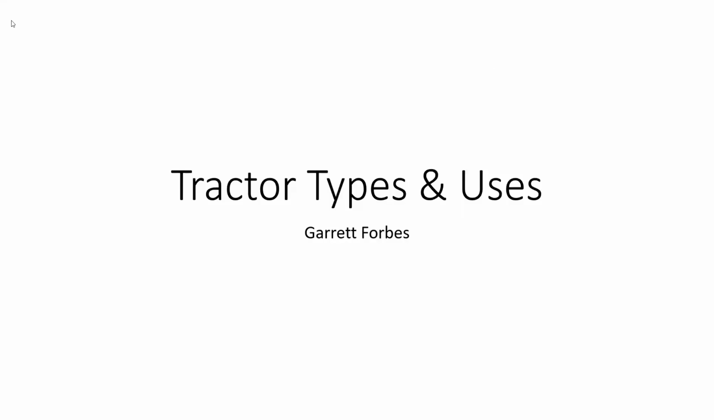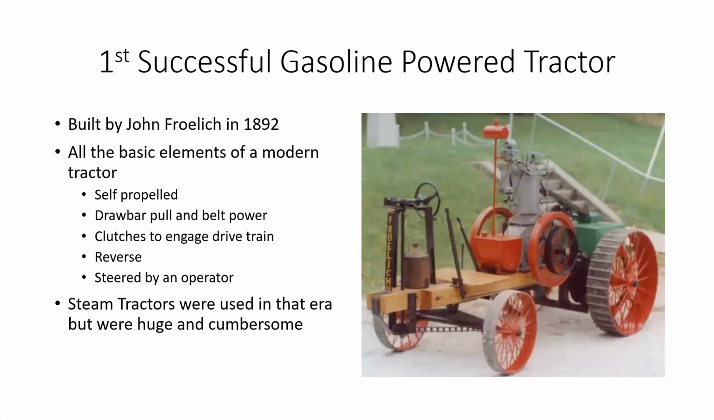Today we're going to be talking about tractor types and uses. So the first successful gasoline-powered tractor was built in 1892, and it had all the basic elements of a modern tractor that we're going to be seeing throughout this quarter.